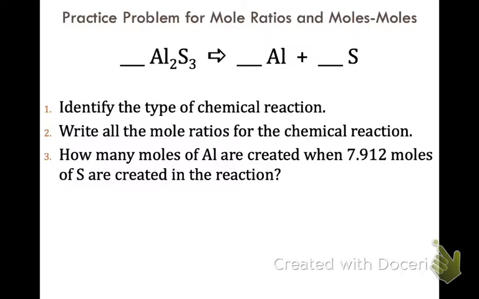All right, so why don't you go ahead and try this next problem on your own. Aluminum sulfide yields aluminum plus sulfur. Identify the type of reaction, write the mole ratios, and then find out how many moles of aluminum are created when 7.912 moles of sulfur are created in the reaction.